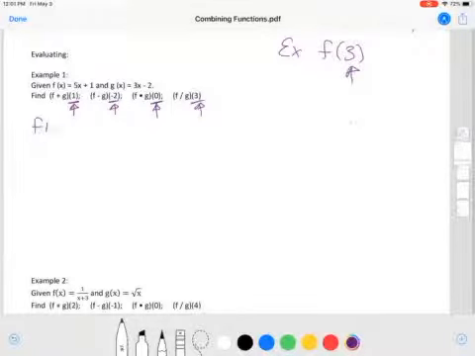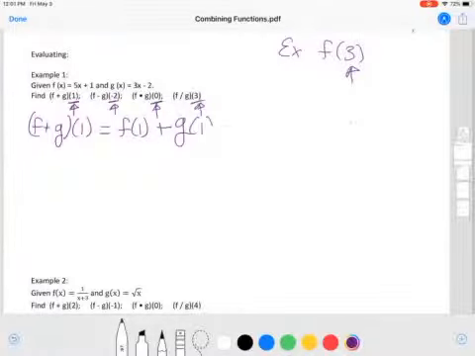So to find f plus g of 1, that's the same thing as saying find f of 1 and add it to g of 1. If I take f of 1, that means I'm going to plug 1 into my f function. That's going to give me 6. And if I take 1 and plug it into my g function, that's going to give me a 1. And so when I add that together, I get 7. So f plus g of 1 is 7.